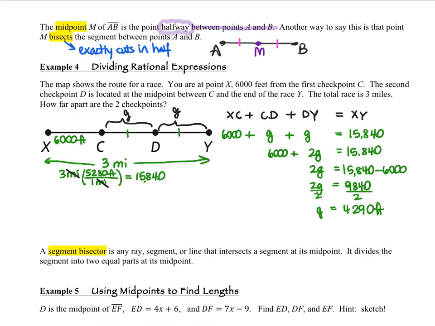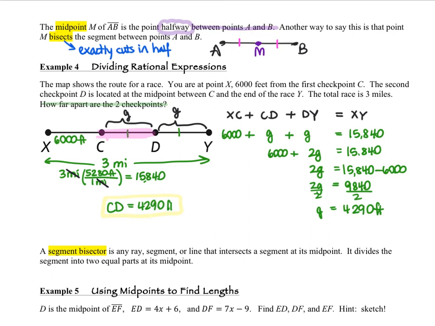4,290 feet. Let's go back and make sure that we have answered the correct question, and it says, how far apart are the two checkpoints? That means we're looking for the distance from point C to point D, and we have found that because that's what we called G. So the distance between the two checkpoints, or the length of segment CD, is 4,290 feet. So we learned a few new things in this example: midpoint, bisects, and setting up a diagram using the segment addition postulate.